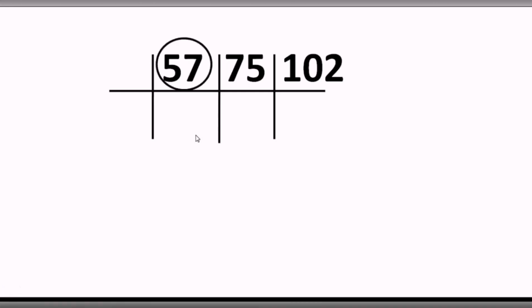Okay, so 5 plus 7 gives you the answer 12. 7 plus 5 again gives you the answer 12, and for 102, 1 plus 0 plus 2 gives you the answer 3. That's why all these numbers are divisible by 3. And let's move on.